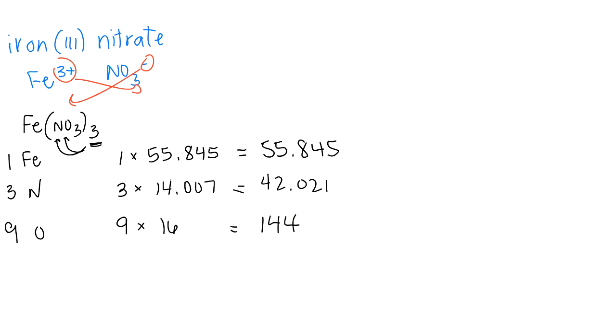Add these up together. 55.845 plus 42.021 plus 144, and we get 241.866 AMU. Again, your number might be a little bit different, but it should still be very close to 241.8. And that's the end of chapter 3.